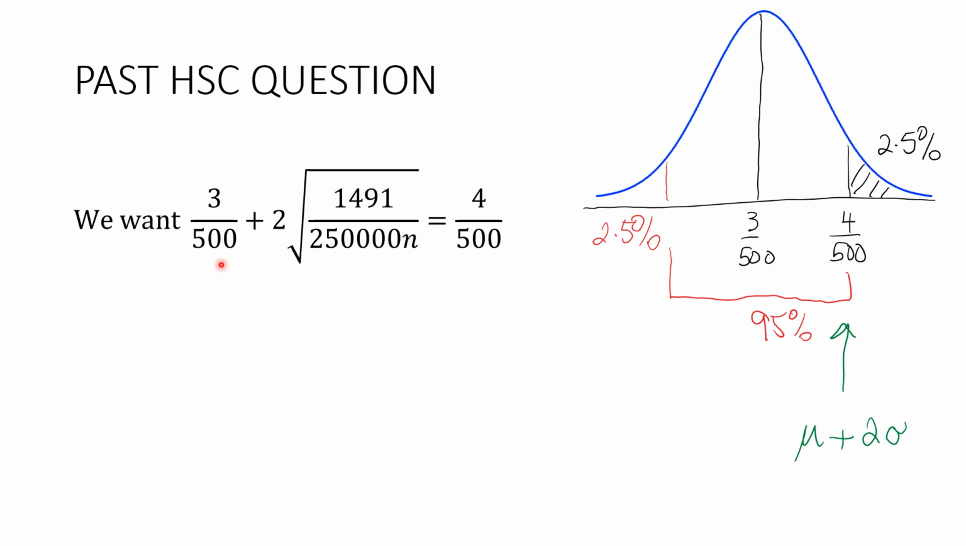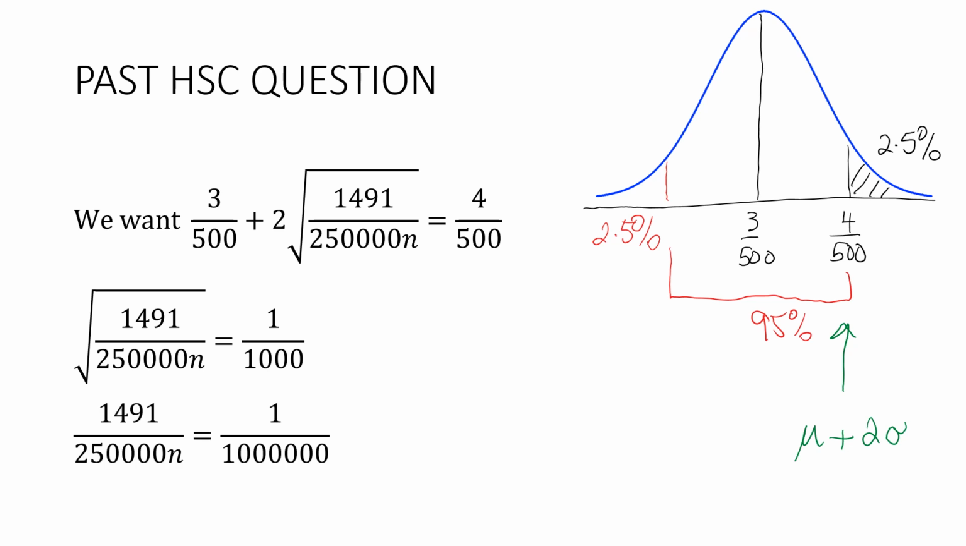So we want mean plus 2 standard deviations to equal 4 over 500. All right, let's solve this equation. Take the 3 on 500 over the other side and then divide by 2. Square both sides. Invert both sides. Multiply by 1,491, divide by 250,000. So n is equal to 5,964. So provided the sample size is at least 5,964, then the probability of shutting the machine down unnecessarily is going to be less than or equal to 2.5%.